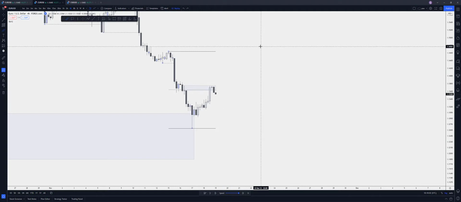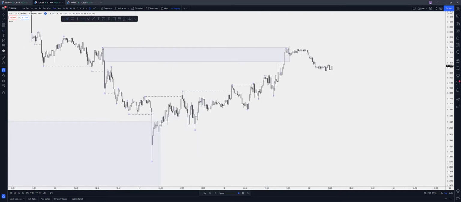So yeah, that is the 4 hour, and next we're going to go down to the 15 minute and see what's going on there. Okay, so here on the 15 minute, you can see that we've had all this nice bullish order flow leading up to this 4 hour supply, which also makes a very nice looking 15 minute supply.